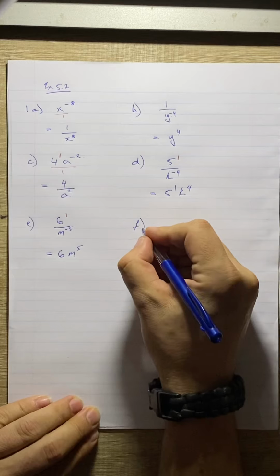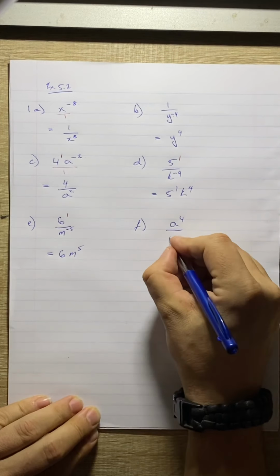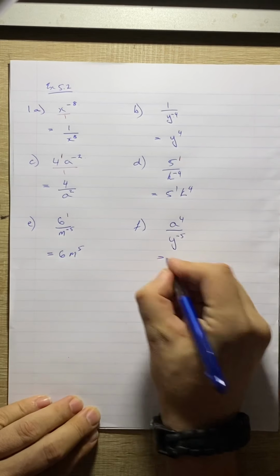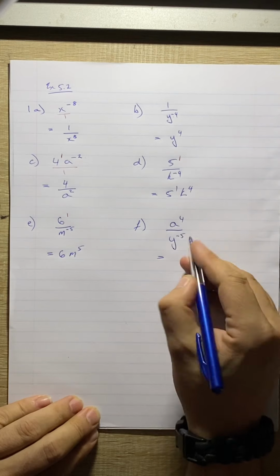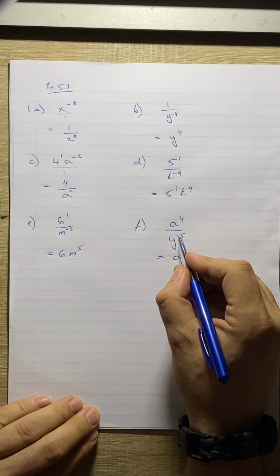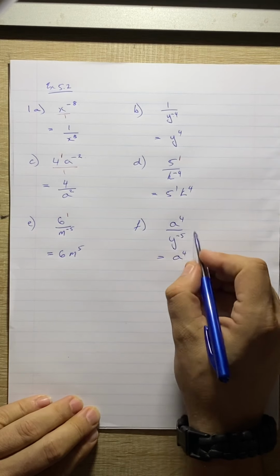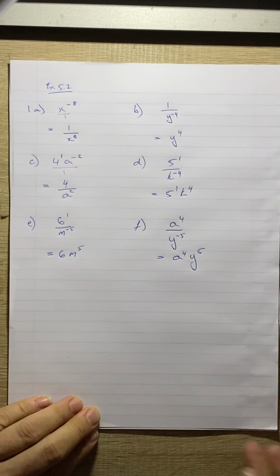Question F. We've got a to the 4 over y to the minus 5. Okay, so the a is happy where it is. It's got a positive exponent, so I'm going to leave it. The y has a negative exponent, so it wants to be in the opposite place. So if it's at the bottom, it wants to be at the top. So we make it y to the 5 to make it a positive exponent. Okay.